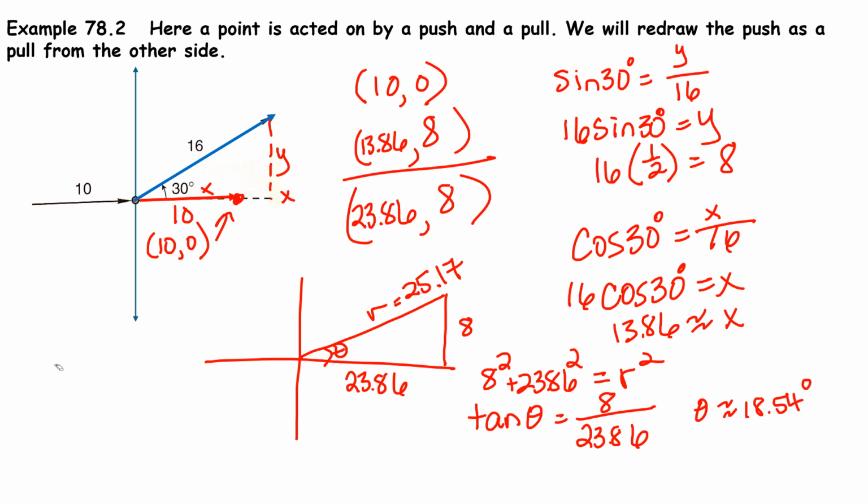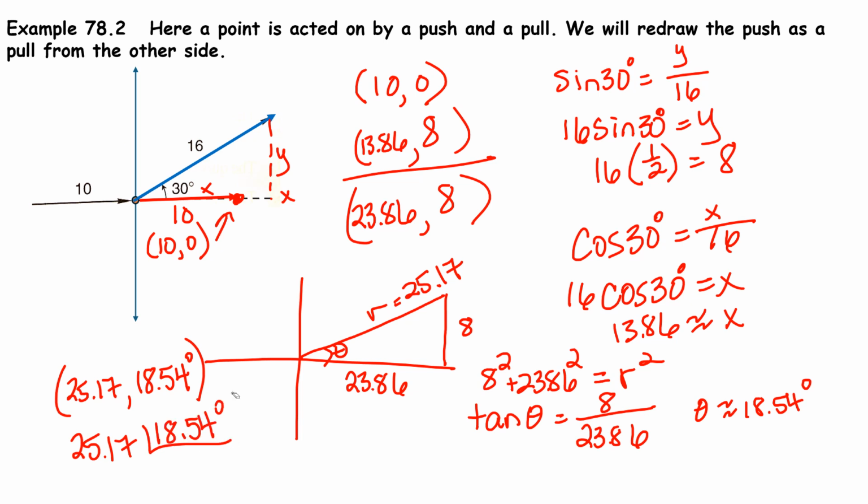And I am done. I just need to write my answer. R is 25.17. And then theta, since we're in the first quadrant, I don't have to do anything to it. 18.54 degrees, or the way your book writes it would be 25.17 with this bracket, 18.54 degrees.